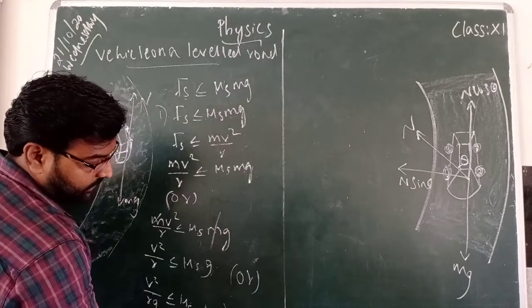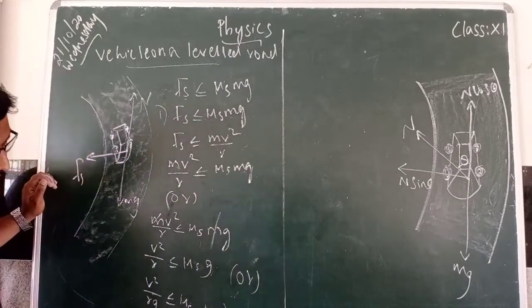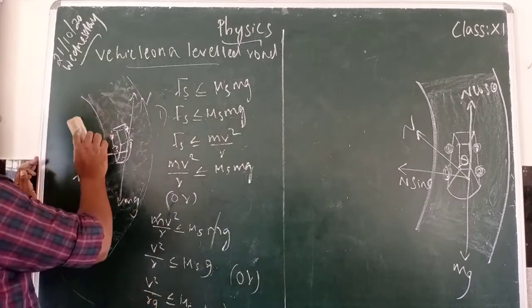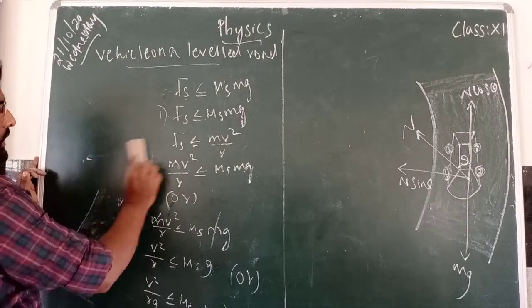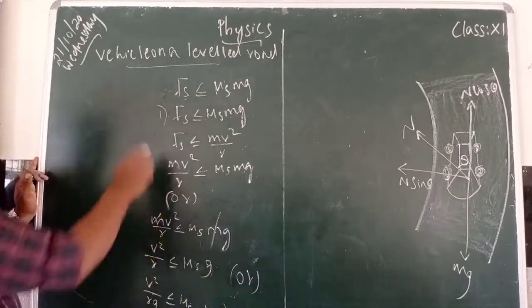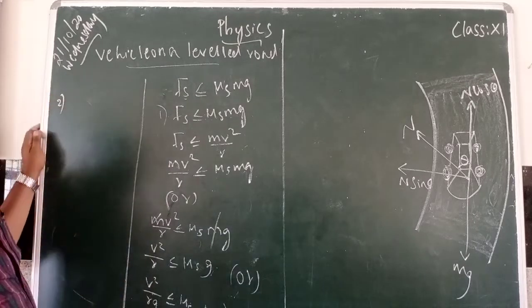And the next one is another condition: you can write the same equation, taking rg to the other side. This is for the maximum speed which can be used for a safe turn. And this is the condition for skidding.